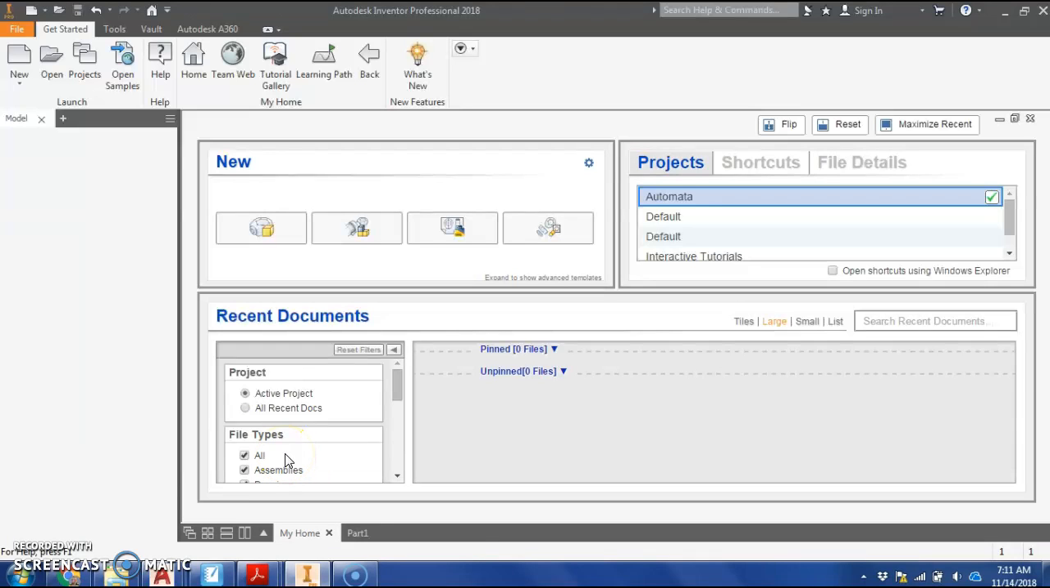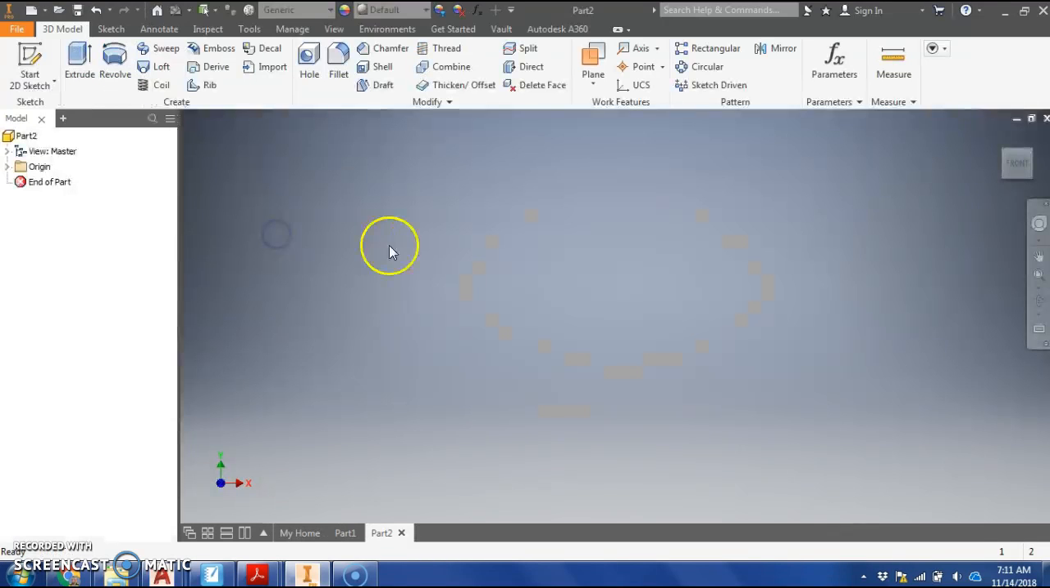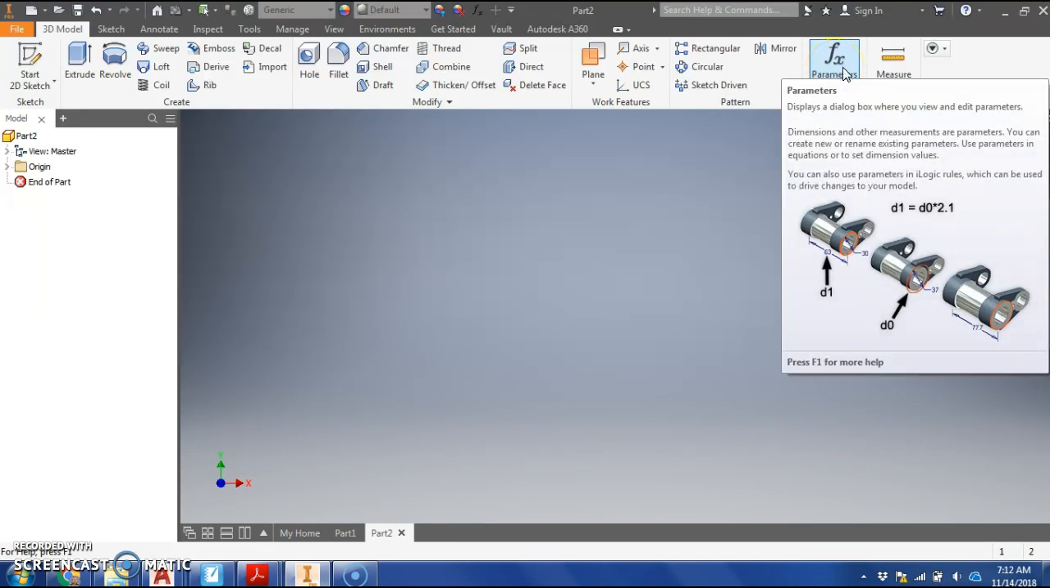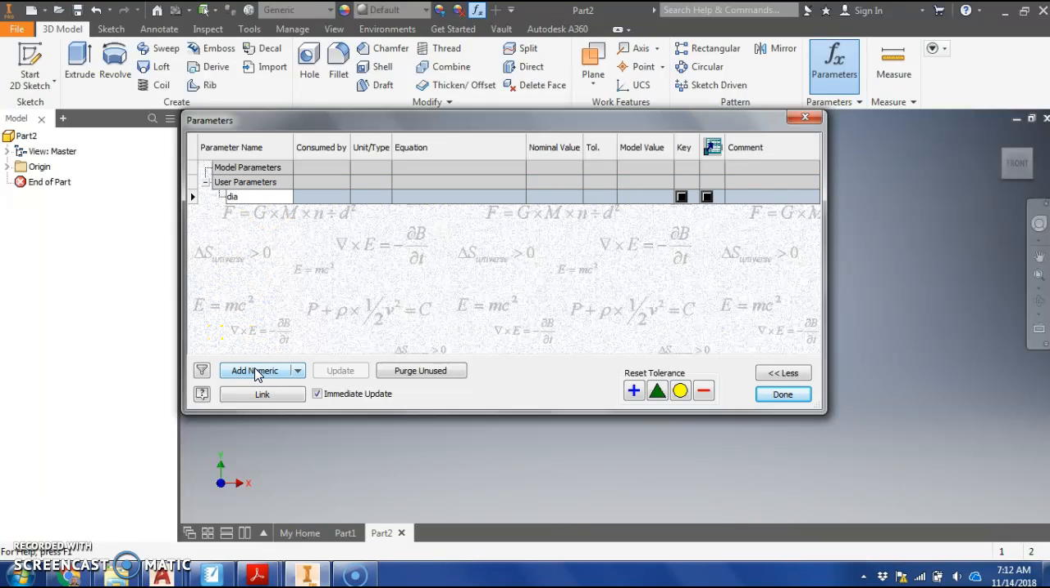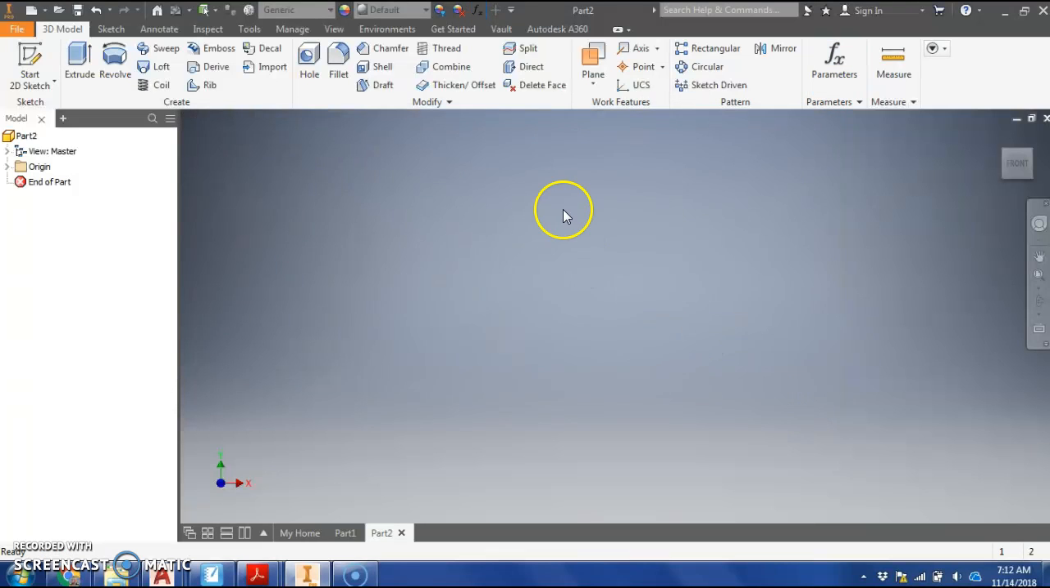For this video, we are going to be creating the Pear Cam. Again, we're going to be using parametric modeling, so the first thing that we want to do is select parameters. Under user parameters, select user parameters, add numeric. We are going to make a parameter for diameter. Again, you want to choose a number between 1.5 and 3 at half-inch increments. So I'm going to use 2, nice round number.